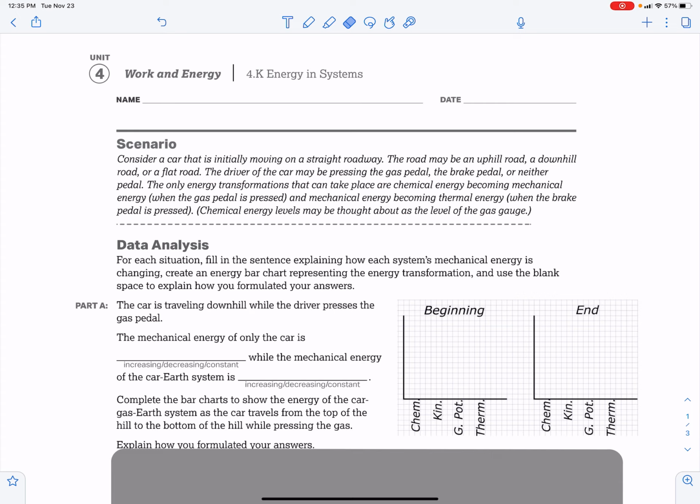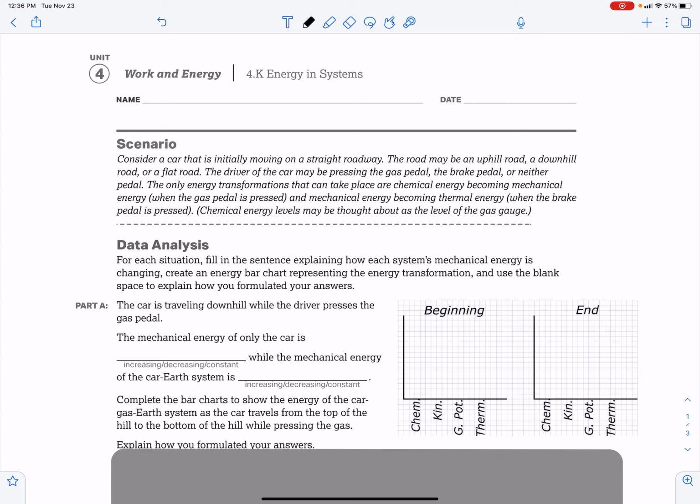Chemical energy levels may be thought of as levels of the gas gauge. Well, that might be helpful later on, we'll see. For each situation, fill in the sentence explaining how the system's mechanical energy is changing. Create an energy bar chart that represents the energy transformations and use the blank spaces to explain how you formulated the answers. Part A. A car is traveling downhill while the driver presses the gas pedal.